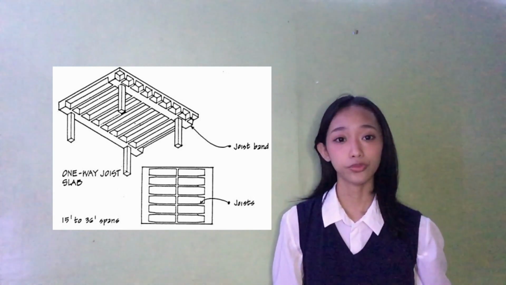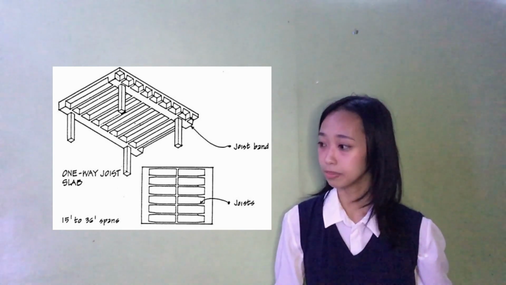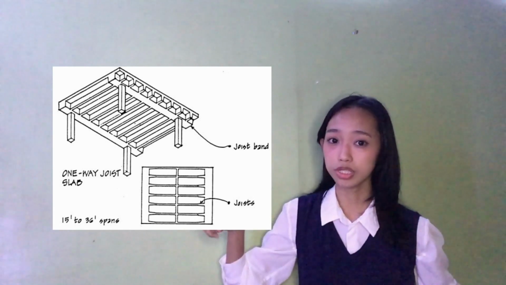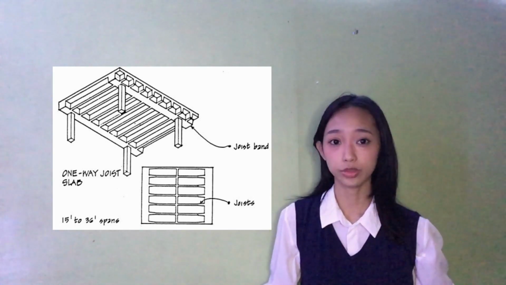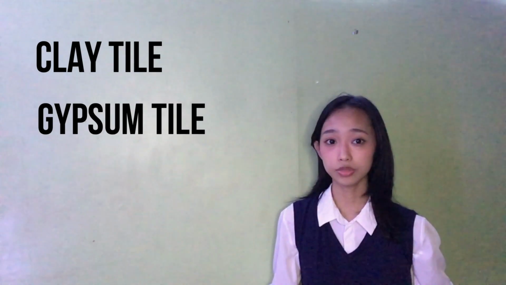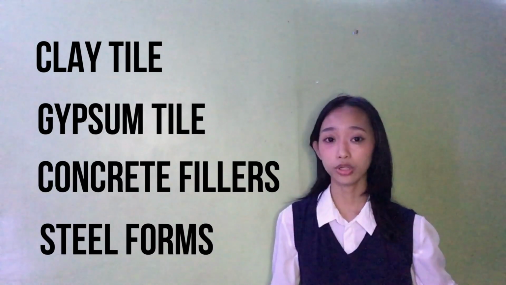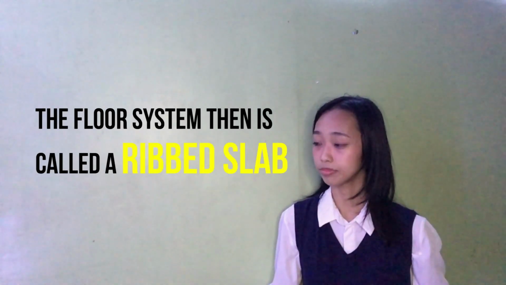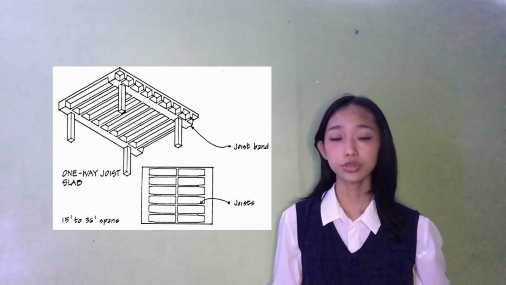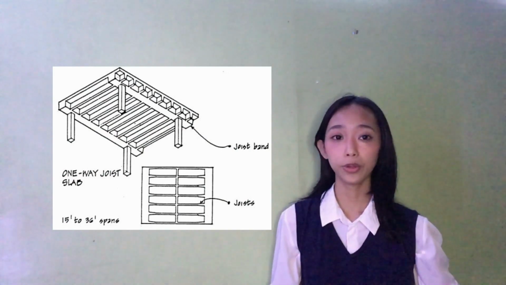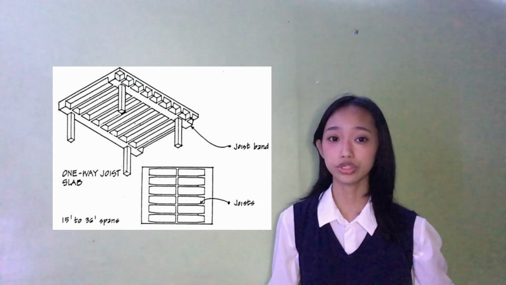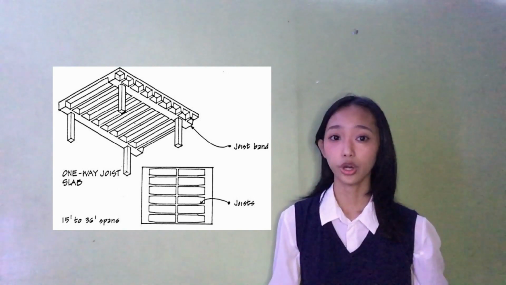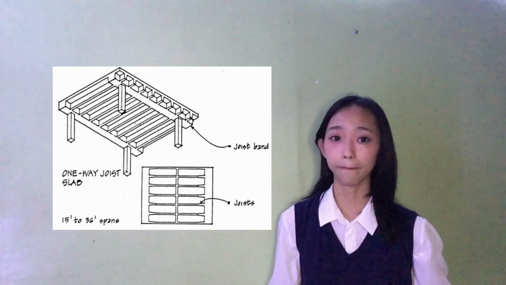It consists of relatively small adjacent T-beams that, when the open area between the webs or ribs is filled with clay tile, gypsum tile, concrete pillar, or steel forms, the floor system then is called a rib slab. The distribution rib is formed perpendicular to the joist in order to distribute possible load concentration over a larger area.